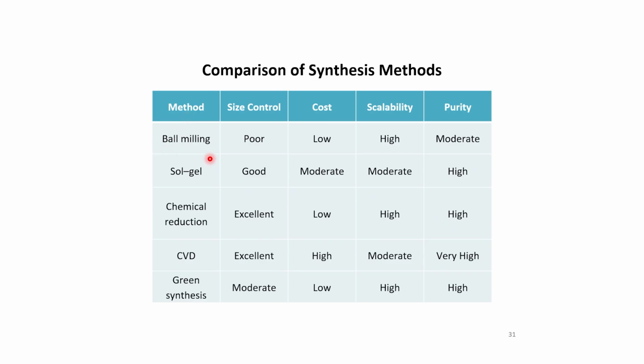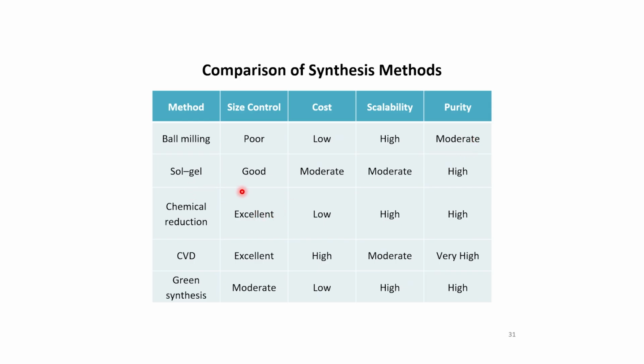For ball milling, the size control is poor, cost is low, scalability is high. If you just want to create something on a larger scale, you use ball milling, but the size control is poor. As I have already told you, if you are crushing something randomly, you cannot obtain something of a particular size or shape. So, it is not uniform, and it is not very ideal for creating smaller size particles. The cost is low because the materials and resources that you are using are not very expensive. So, the cost is low, scalability is very high, and purity is moderate.